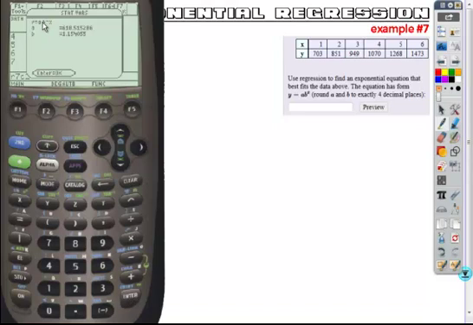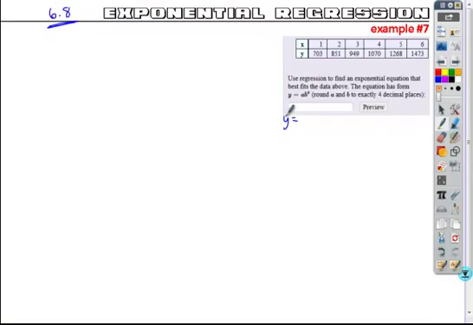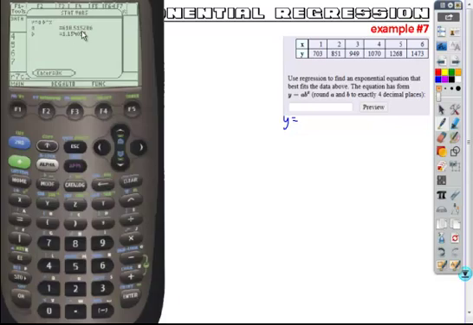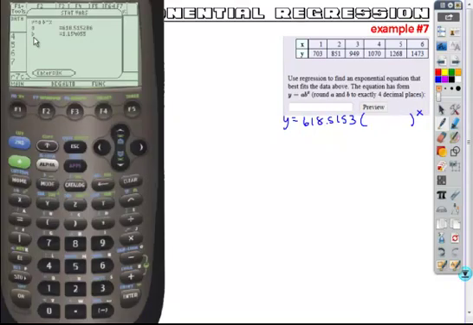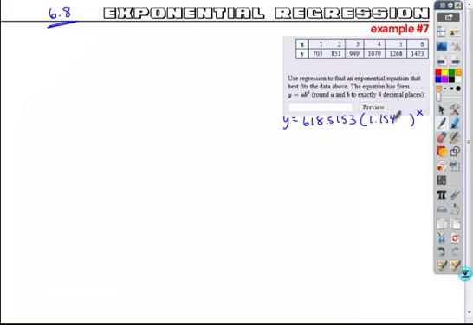Notice it gives me my general pattern here, y equals a times b to the power of x. Here's my a value. So I get y equals 618.5153 if I round it to 4 decimal places. And that's all times my b value to the power of x. And my b value is 1.1541, again, if I keep rounding to 4 decimal places. So 1.1541. And so this would be my answer.